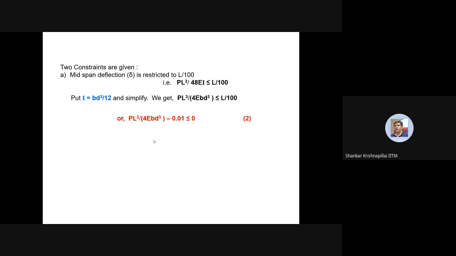And two constraints are given. First constraint is that midspan deflection delta must be less than L by 100, length by 100. So equation for midspan deflection of a simply supported beam is PL cubed by 48 EI. That should be less than L by 100. So I, that is moment of inertia, can be replaced by BD cubed by 12. So you can do lot of further simplification. This L and this L cubed will cancel, you get L squared.